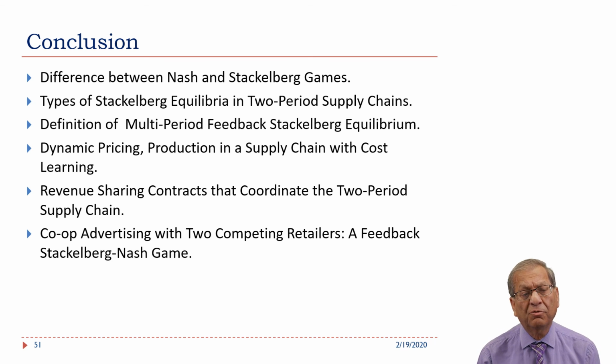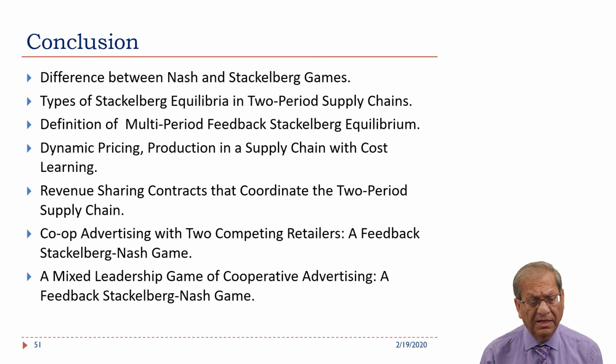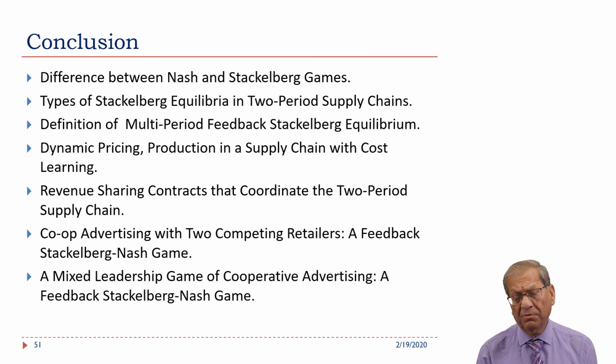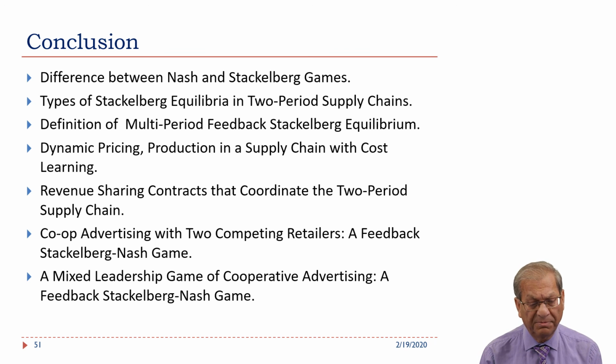Then we go into cooperative advertising, where we discuss 2 different papers. One is a paper with 2 competing retailers, and we solve that as a feedback Stackelberg-Nash game. This paper is appearing in the proceedings of the conference for you to read. And then finally, we have a mixed leadership game of cooperative advertising, which appeared last year in SIAM Journal on Control and Optimization, and it's available. If you would like, I can send a copy of that to anyone who wants it. And again, we solve this as a feedback Stackelberg-Nash game.